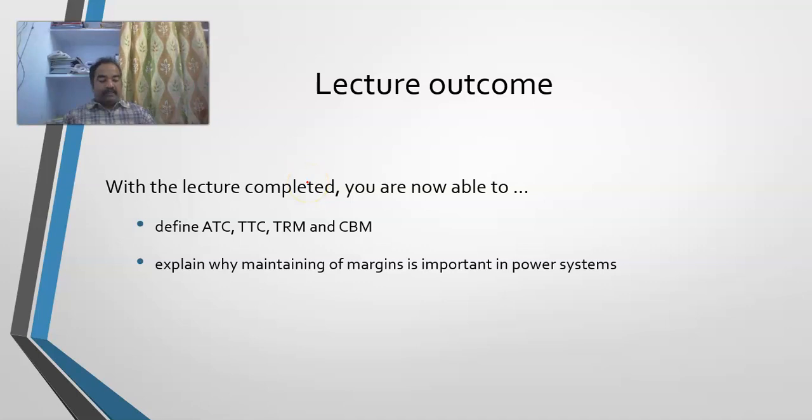I hope that now you are able to define ATC, TTC, TRM, CBM, etc., the different components generally encountered in power systems and power markets. And I hope that now you are able to explain why maintaining margins is important in power systems.